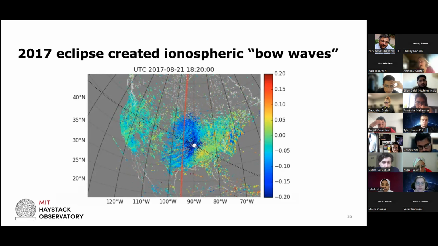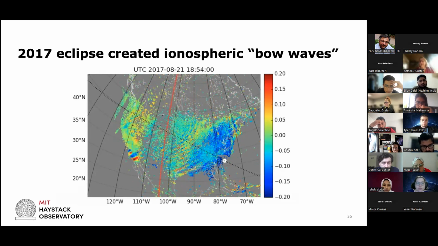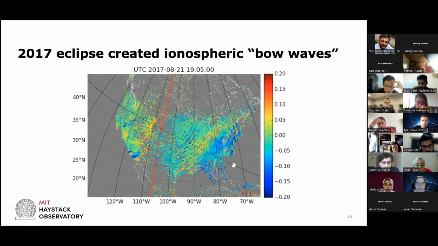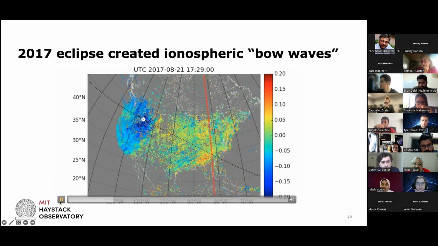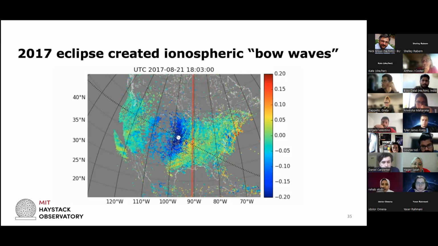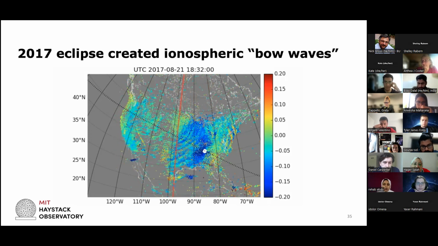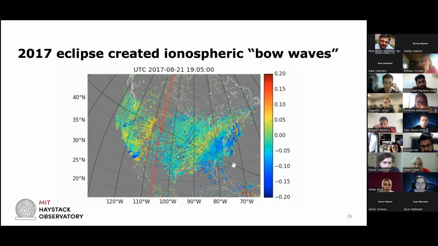It's a supersonic effect, and think of it like you have a swan on a lake, and the swan is going through, and you have those waves that are coming out after that. We think this is what we're seeing, but it's still not confirmed. We have to do this measurement again and see if we see the same thing. So this is one of the things we hope to measure with the upcoming eclipse in April.